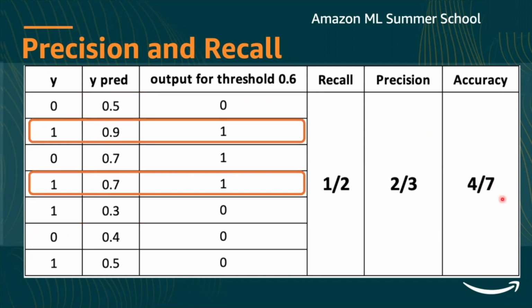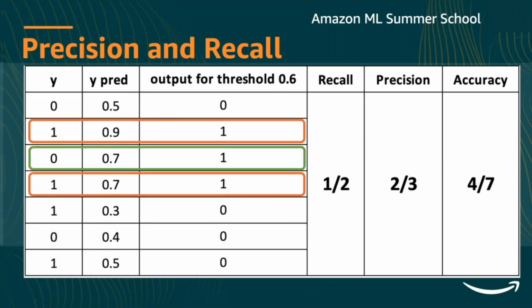Now let's compute recall. What does recall say? Recall is the true positives to the total number of positive cases. The true positive cases are only these 2, and the total actual positive cases are these 4. So the recall would be 2 by 4, which is 1 by 2.